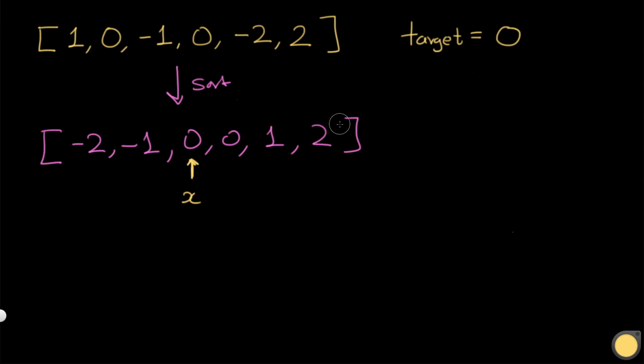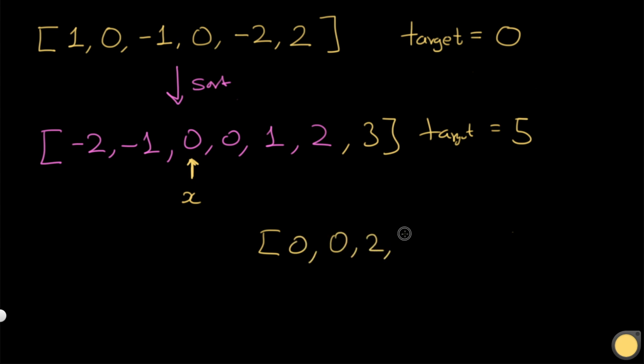Now, what is the goal here? Actually, just to make it simpler, I will add a value 3, and I will add a target. I'll make the target, let's say 5, okay, in this case. So essentially what I'm trying to prove is that, let's say I chose the first number to be 0. X is 0. Now I'm finding the other 3 numbers. So for this case, obviously, a possible solution would just be 0, 0, 2, 3.